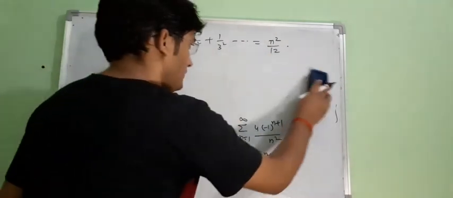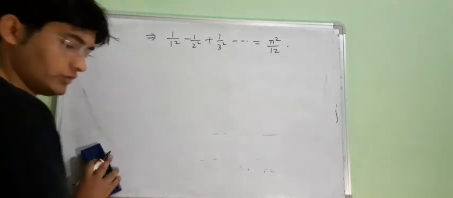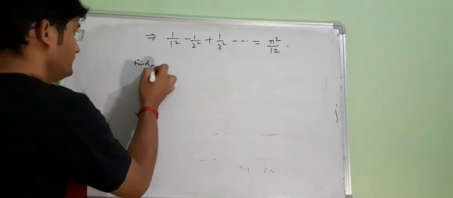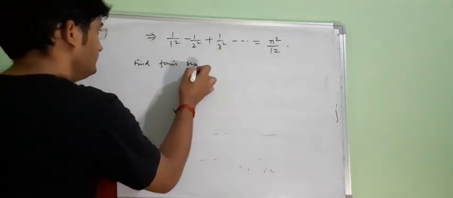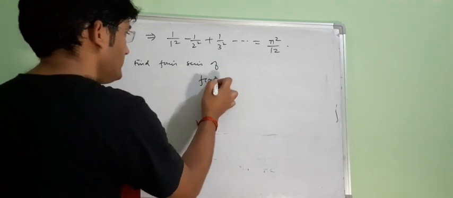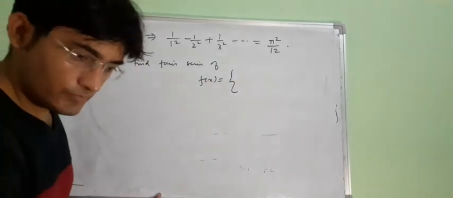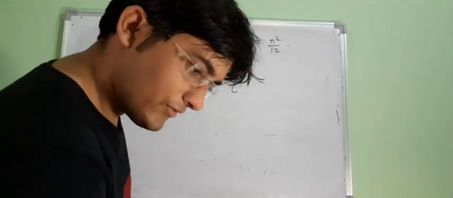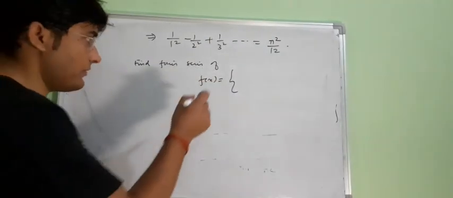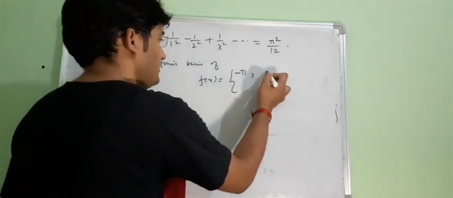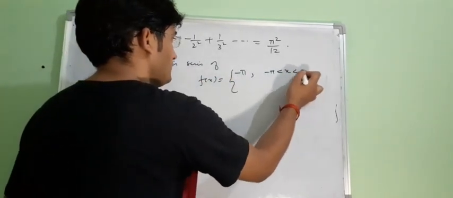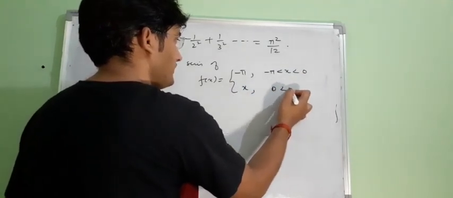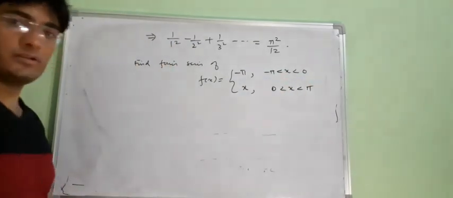So this is your answer. Let us solve one other question, which is to find the Fourier series of f(x). Let us find out the Fourier series of this f(x), where f(x) is equal to minus pi when x is between minus pi to 0, and it is x when x is between 0 to pi. Let us find out its Fourier series.